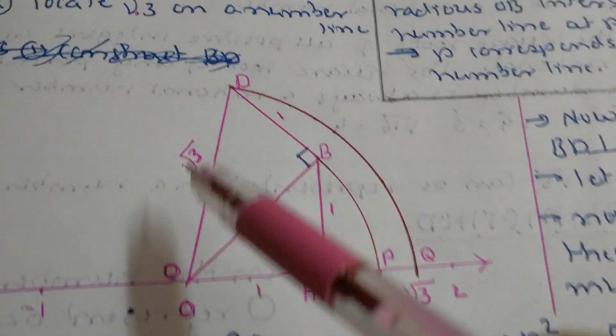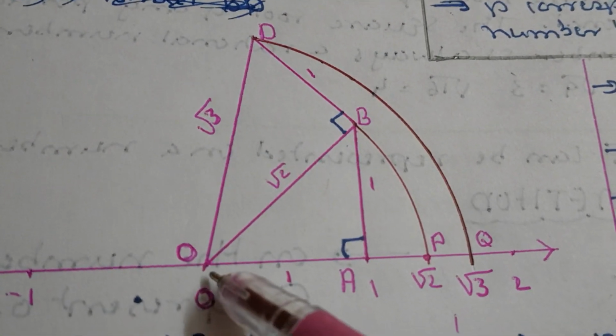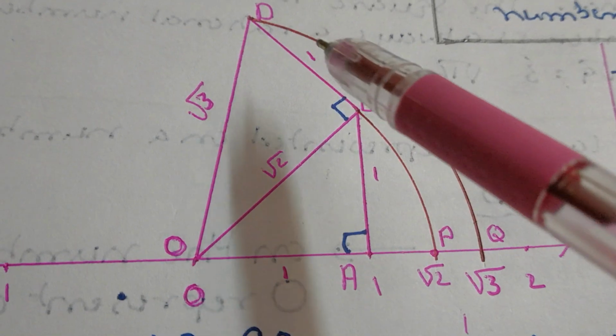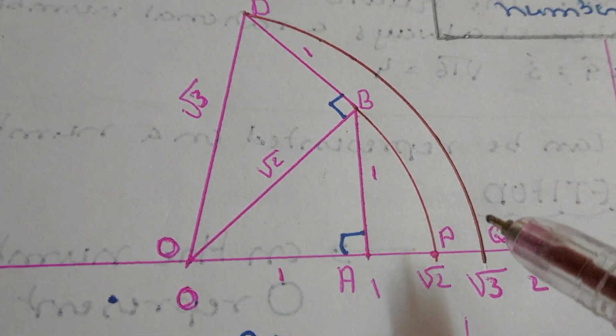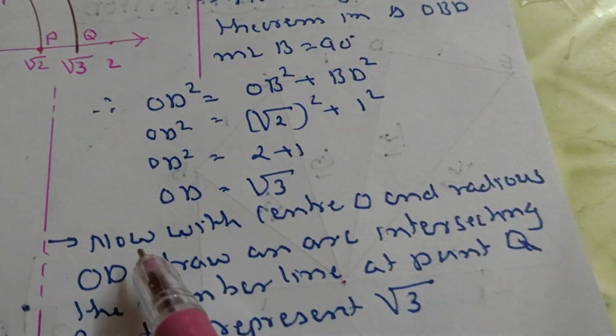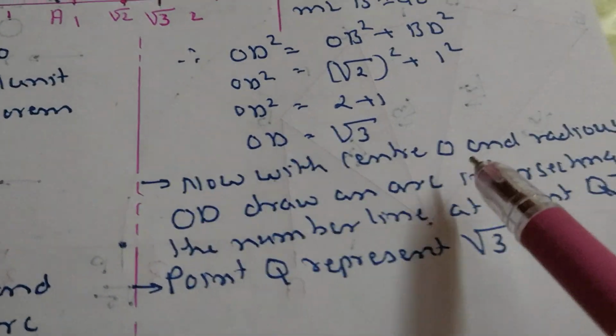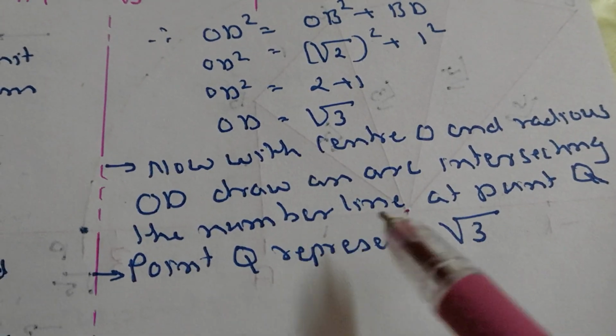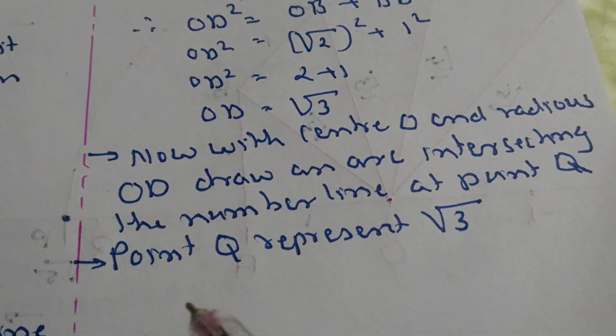Now again you are going to put your rounder at point O. You are going to take your pencil up till D and then you are going to draw an arc intersecting the line at point Q. Same thing I have written over here. Now with center O and radius OD, draw an arc intersecting the number line at point Q. Point Q represents root 3.